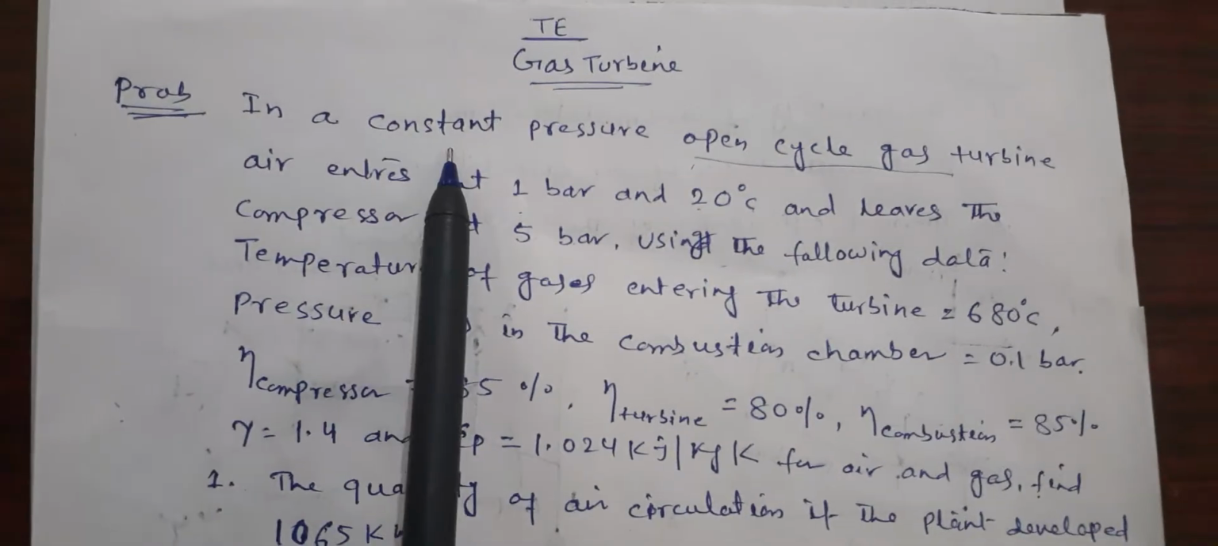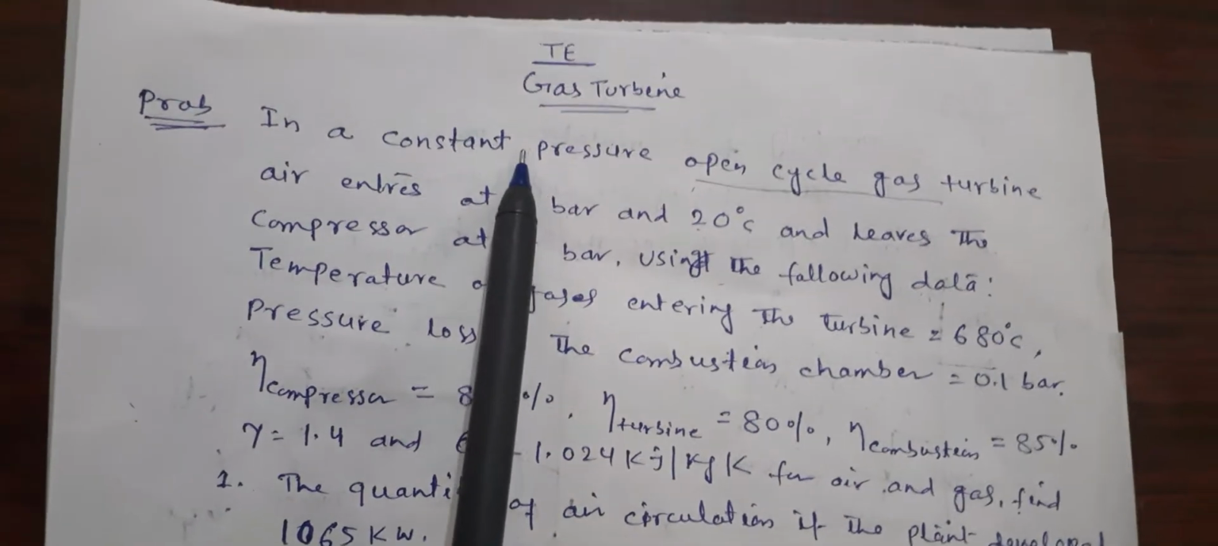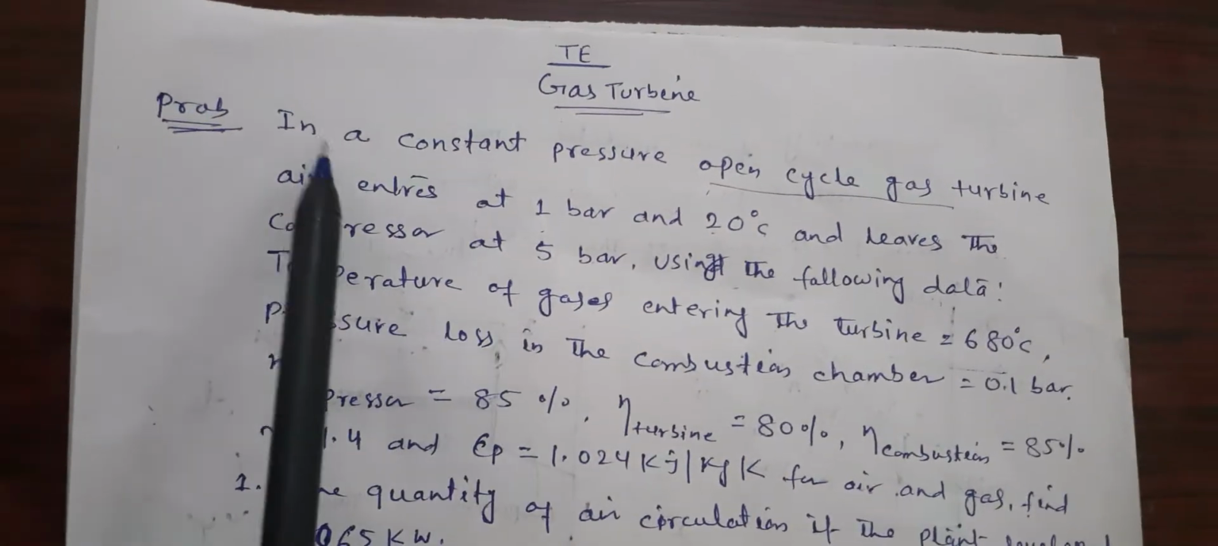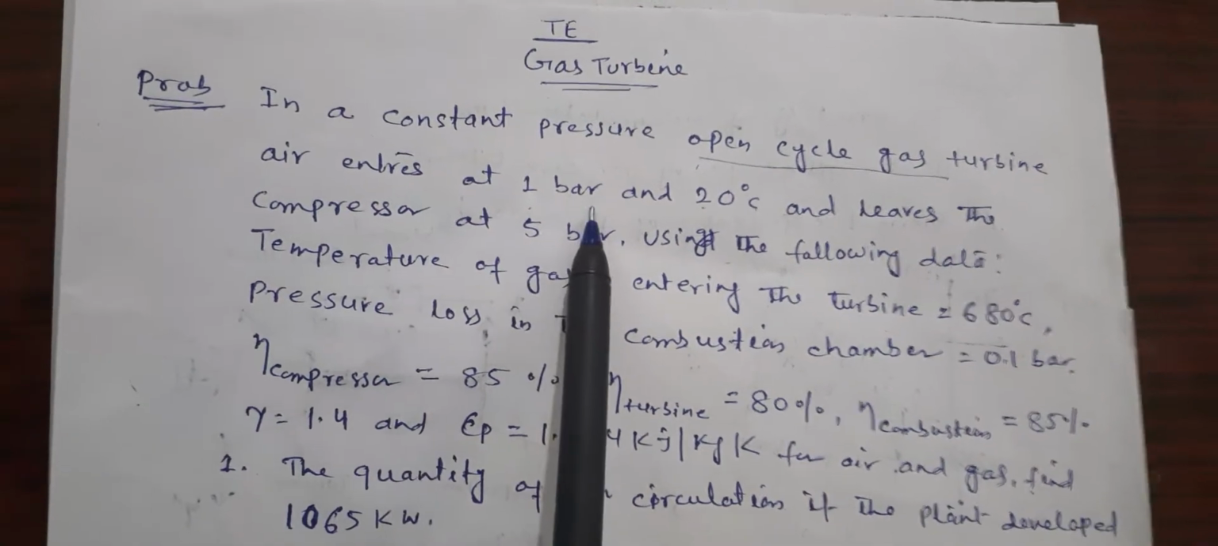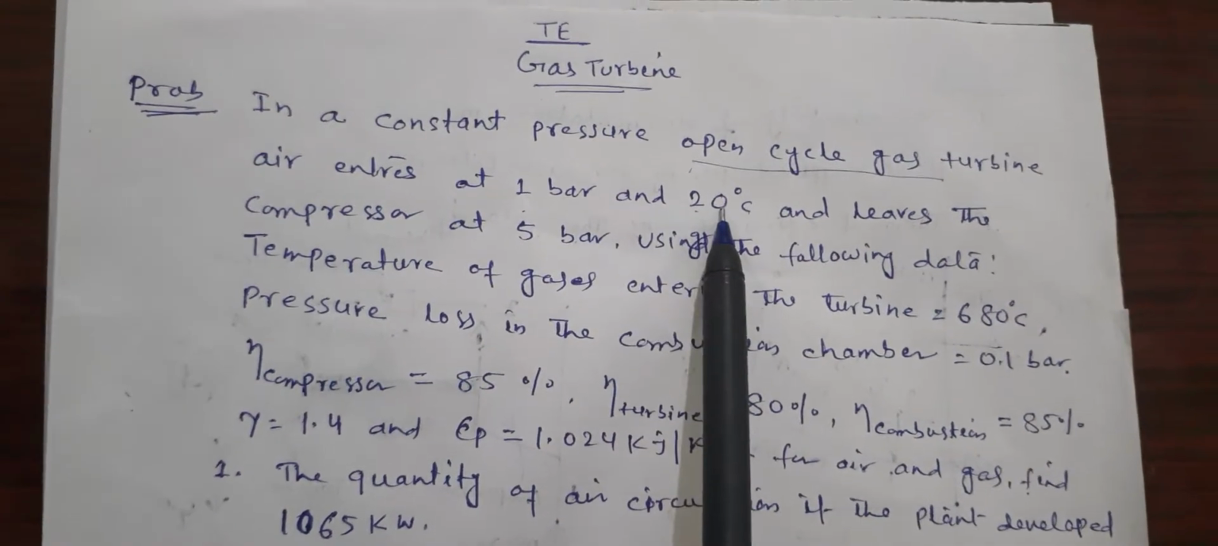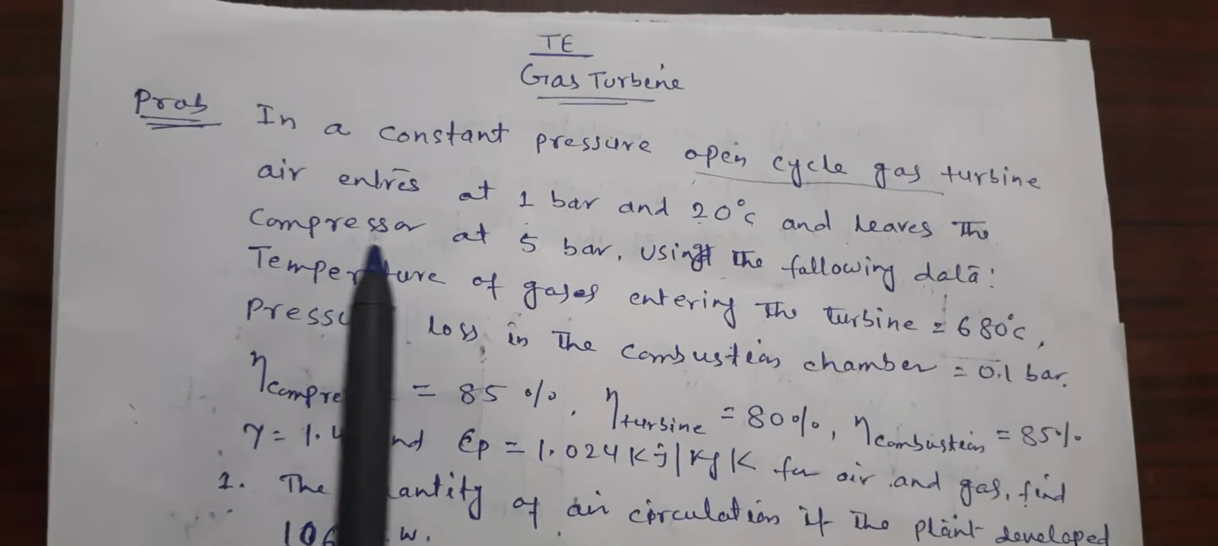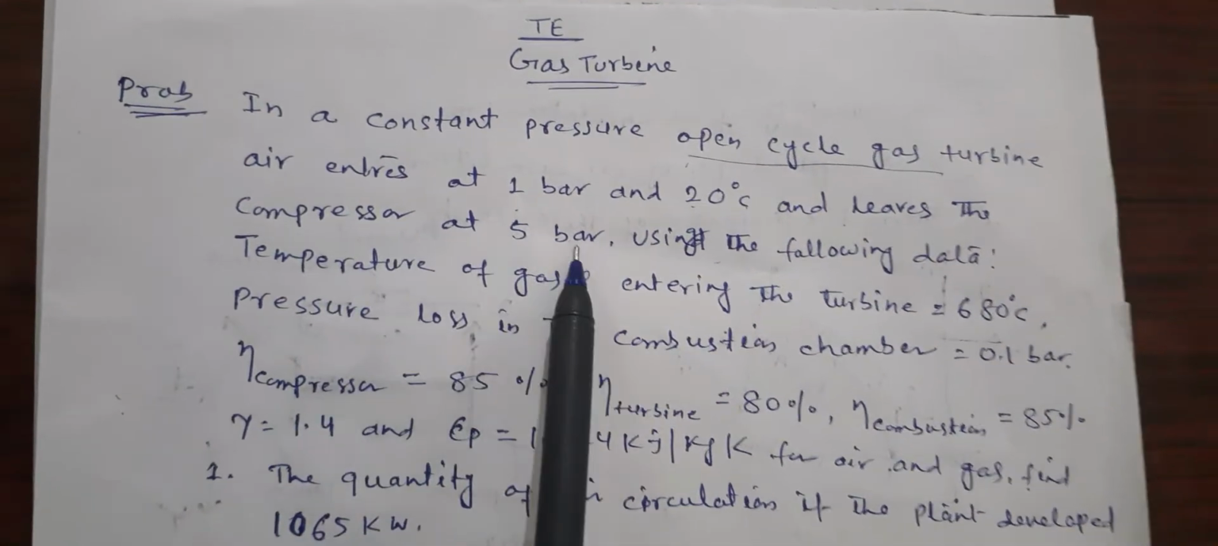Okay, now we are going to discuss another problem of gas turbine. Here is the problem. In a constant pressure open cycle gas turbine, air enters at a pressure of 1 bar and a temperature of 20 degrees Celsius, and leaves the compressor at 5 bars.